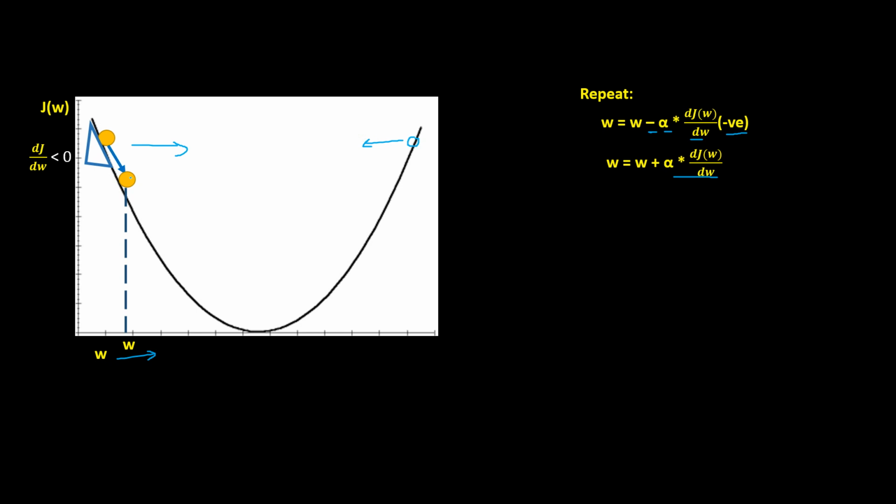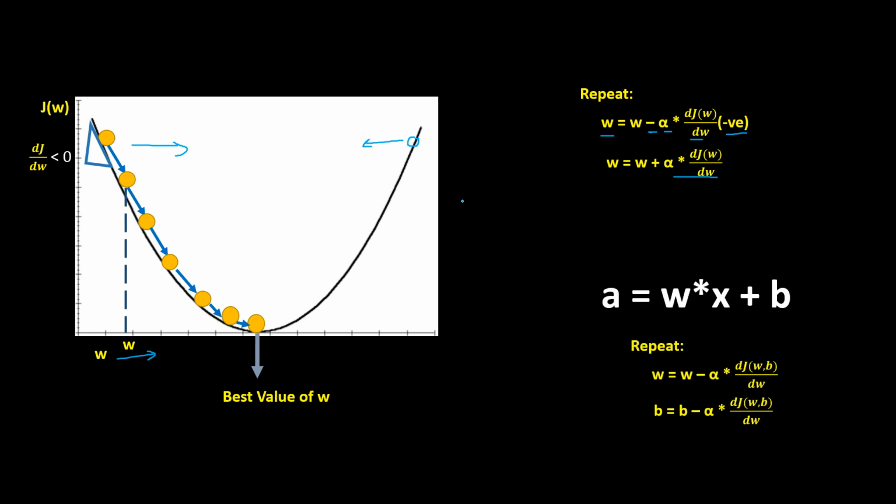We are going to compute this gradient, and we are going to apply this formula, weight equal to weight minus alpha times this gradient, and we are going to move downhill till we get the best value of w. Okay. And in case of our problem, we have w plus b.